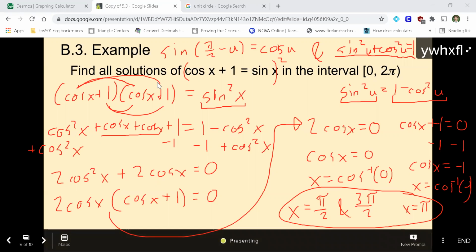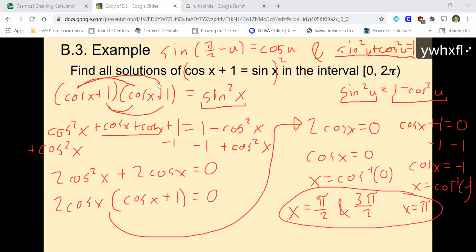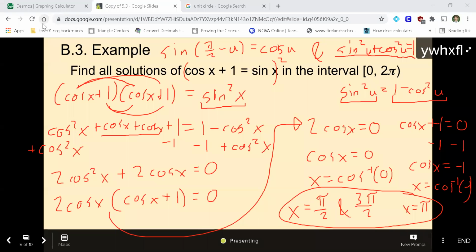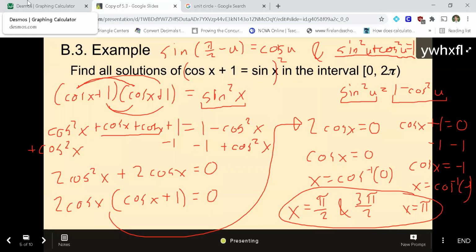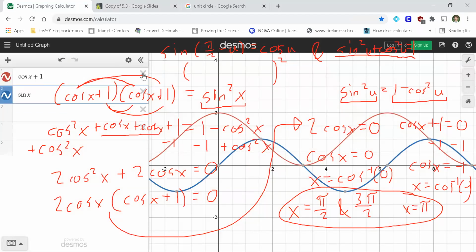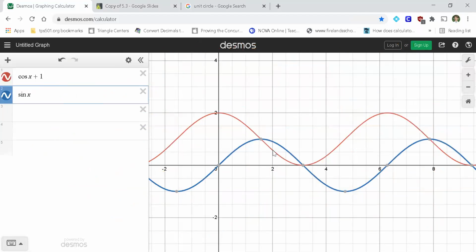All right, as you can see, these problems are steadily increasing in difficulty every single time. But hopefully you know what I'm about to say. If you didn't follow how to do this problem and you're completely lost, you could still get the answer, and you could get it in less than 30 seconds. We're just going to type the left side in, cosine of x plus 1. We're going to type the right side, sine of x. And you see that these two functions intersect at pi over 2, pi.